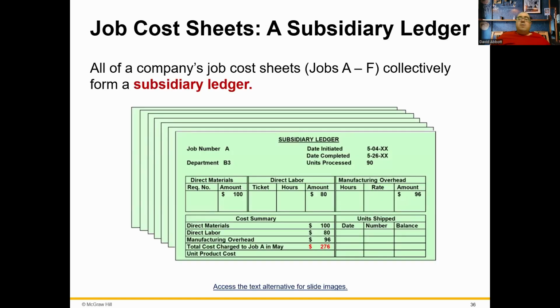So job cost sheets go into a subsidiary ledger. All of the company's job order cost sheets collectively form a subsidiary ledger. The job cost sheets provide an underlying set of financial records that explain what specific jobs comprise the amounts reported in work in progress and finished goods on our balance sheet, and also the cost of goods sold on our income statement.